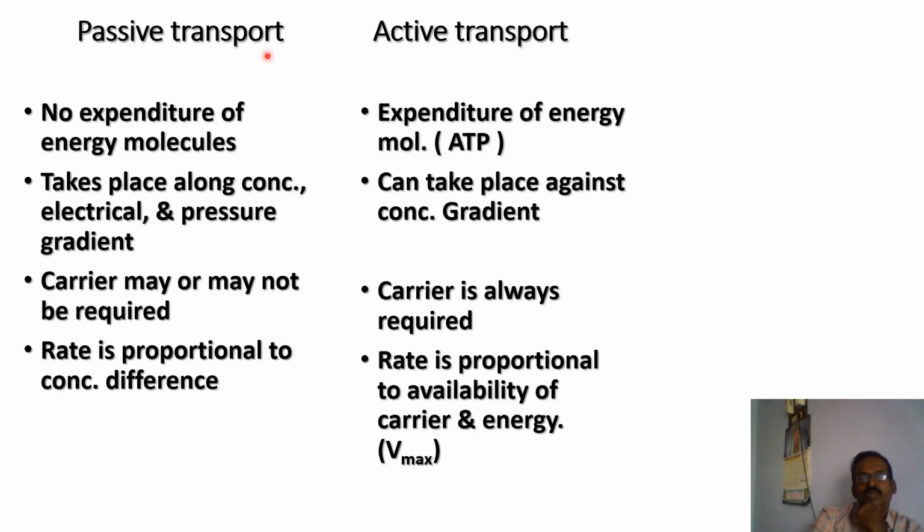Differences between the passive transport and active transport. In the passive transport, there is no expenditure of energy. Here it moves along the concentration and electrical pressure gradient. In active transport it uses energy and moves against the concentration gradient. In passive transport, a carrier may or may not be required. In active transport the carrier must be needed. In passive transport the rate is proportional to the concentration differences. Transport maximum, that Vmax, occurs in the active transport.